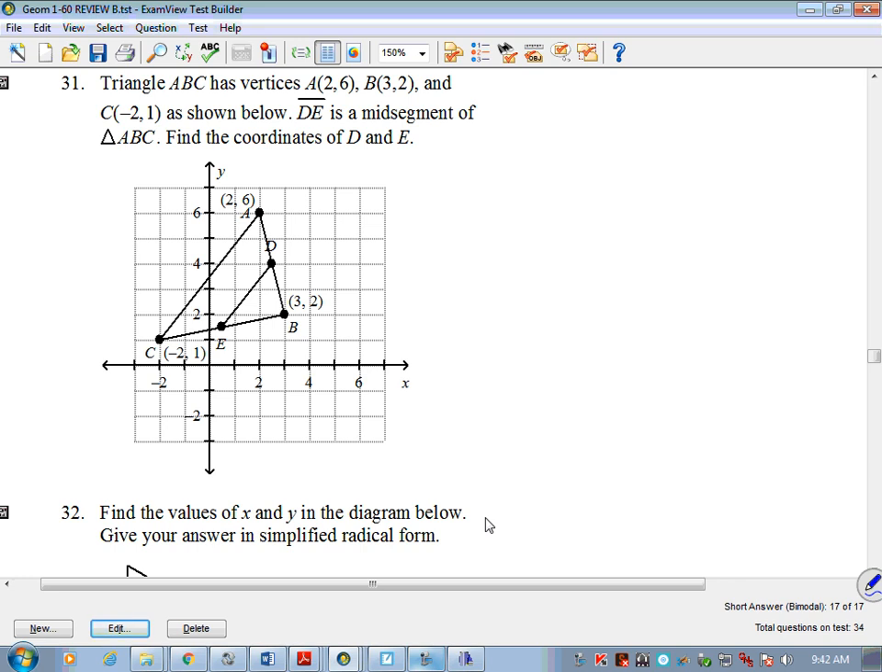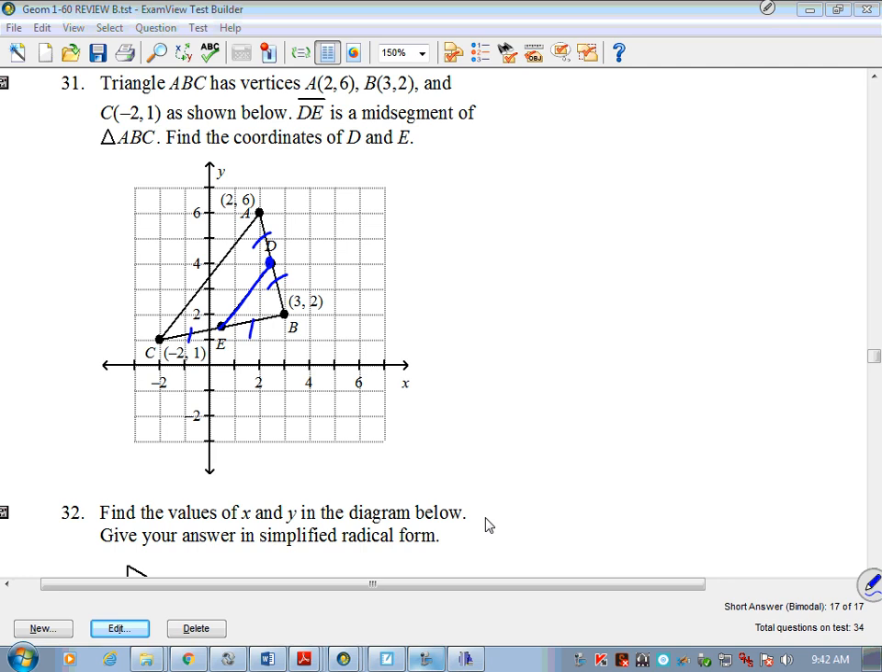31. This is lesson 55, triangle mid-segment theorem. Triangle ABC has vertices A at (2, 6), B at (3, 2), C at (-2, 1), as shown below. DE is a mid-segment of triangle ABC. Find the coordinates of DE. Because it's a mid-segment, D is a midpoint of AB, and E is a midpoint of CB.